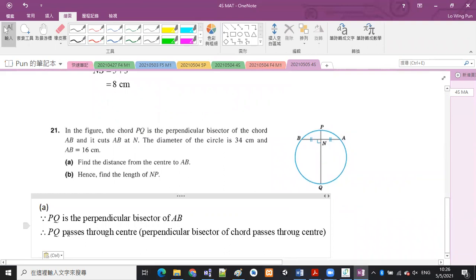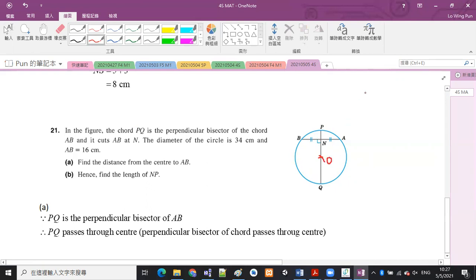OK，如果 PQ 呢條線係 pass through 個 center 嘅話，即係佢就係個 diameter 嚟㗎啦，係嘛？因為最長嗰條 chord 就係 diameter，就係直徑，就係會 pass through center 嗰條 chord 嚟啦。所以 PQ 就係一個 diameter 嚟嘅，OK。好啦，咁而家想揾咩呢？就係個 distance from the center to AB, which means that the center O is actually the midpoint of PQ.